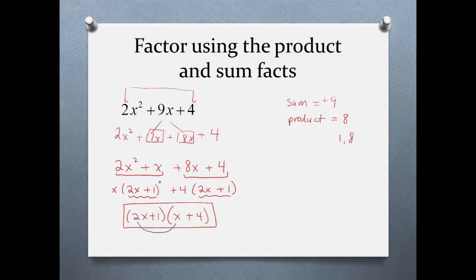2x times x gives me the 2x squared. 2x times 4 gives me the 8x. 1 times x gives me the 1x, and 1 times 4 gives me the 4. So that gives you all 4 terms that you had. So again, the factored form is 2x plus 1 times x plus 4.